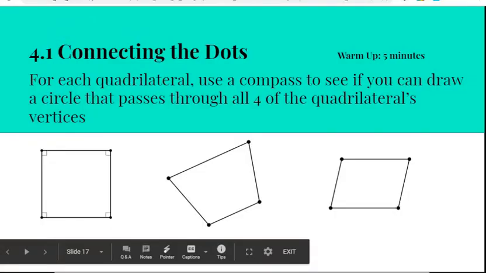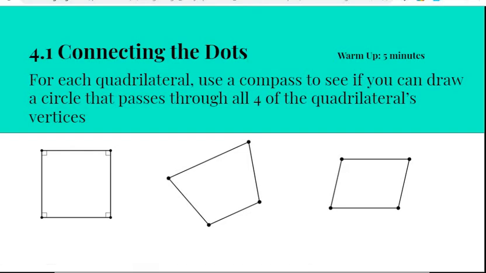The first thing we need to do today is connect the dots. This should take you about 4 or 5 minutes, and there are 3 quadrilaterals pictured on your activity sheet. For each of these, please use a compass to see if you can draw a circle that passes through all 4 of the vertices of the quadrilateral. So the circle that you draw needs to contain all 4 points. I'll give you a few minutes to see if you can get that done, and then please pause the video and come back when you're ready to move on.